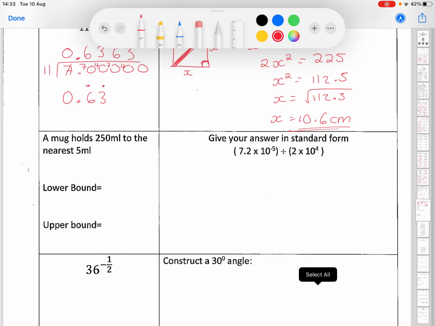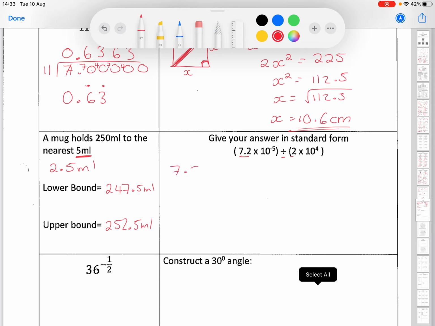Right, next one. We've got a mug holds 250 millilitres, correct to the nearest 5 millilitres. Upper and lower bound, so we take where we're rounding to. We half it, so half of 5 is 2.5 millilitres. We're going to subtract it for our lower bound, so 247.5 millilitres. I'm going to add it on for upper, so 252.5 millilitres.